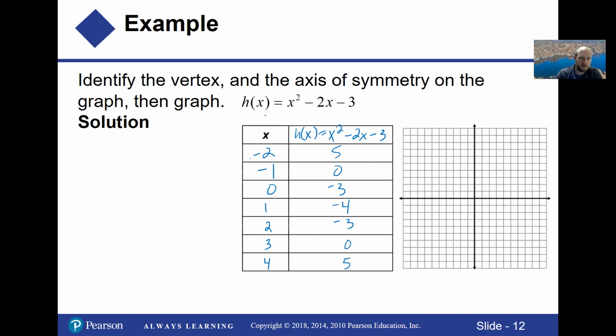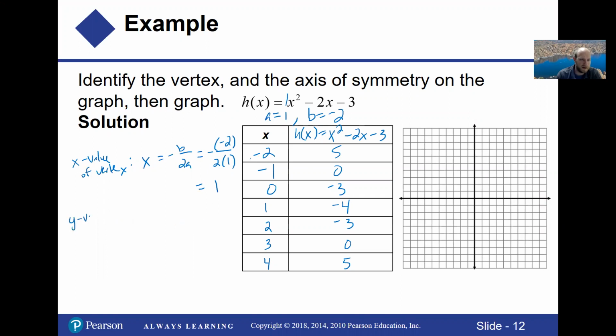And again, for your vertex, we need to know a and we need to know b. So a is positive 1. It's the constant in front of x squared. B is equal to negative 2. It's the constant in front of x, including that sign. For your vertex, the x value is equal to this formula: x is equal to negative b over 2a. And b is a negative 2, and a is a 1, so it's going to be positive 2 over positive 2, which is 1.